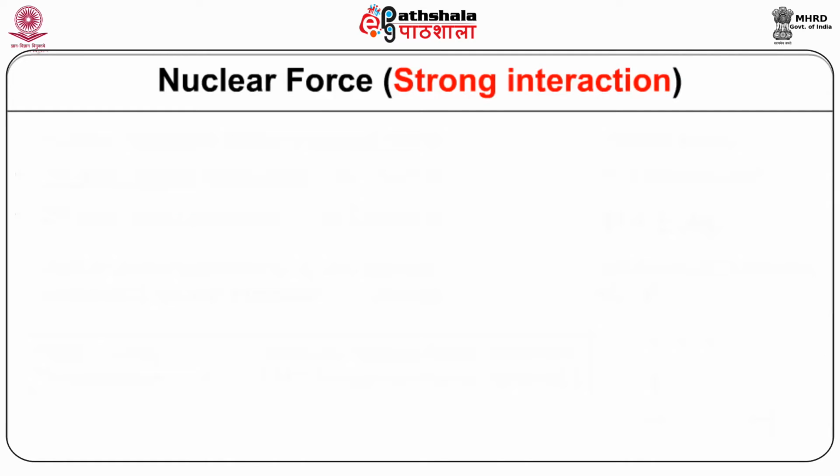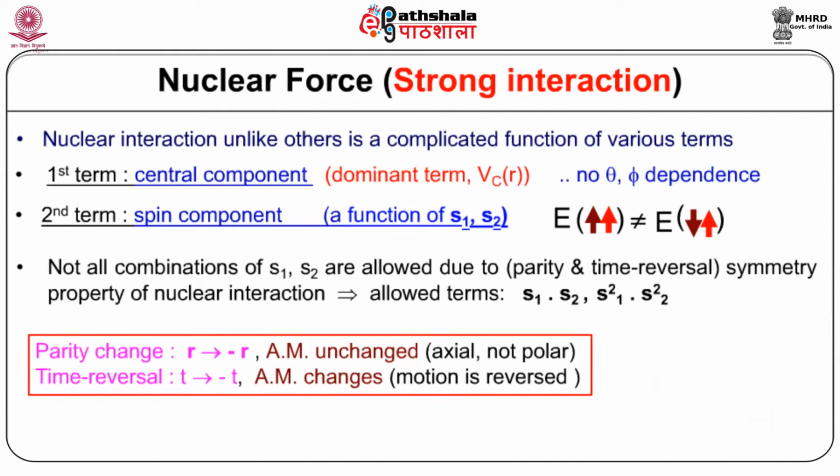Nuclear force, strong interaction. Up to the previous slides we have learned that deuteron has mixed components in the ground state, and deuteron is a one neutron, one proton system. It is the simplest system. So going by that study, in this slide we are going to discuss the nature of nuclear force.